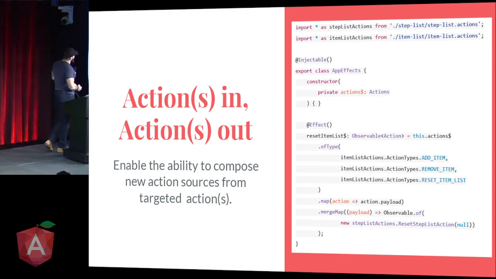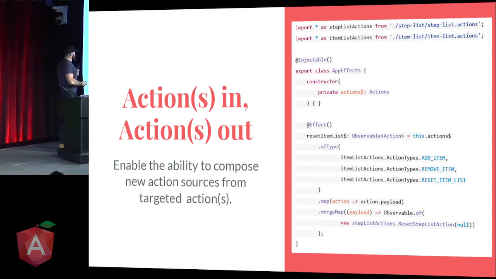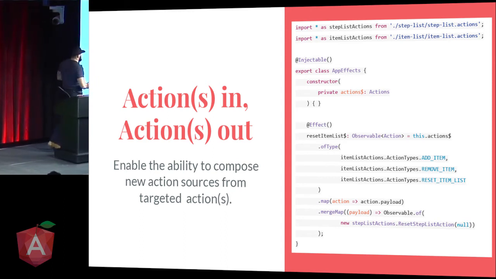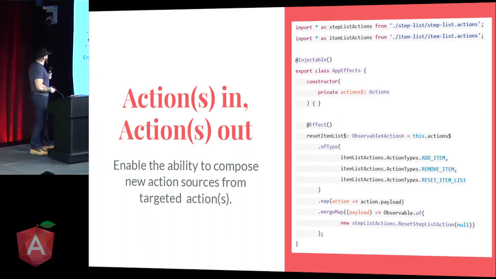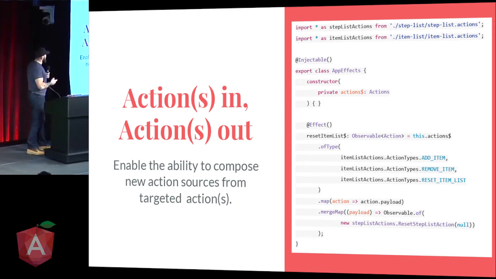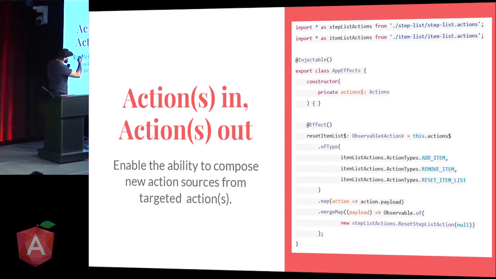Let's look into it. Action in, action out, enables the ability to compose new action sources from targeted actions. In this example, which is implemented in our demo, I implemented an app effect, and you import the different actions on the step list and the item list. What I created is a reset item list effect.